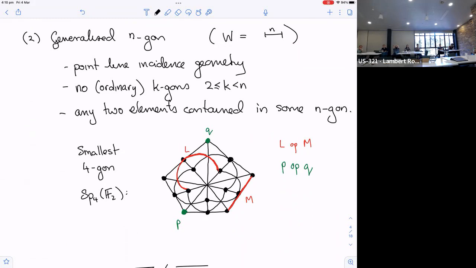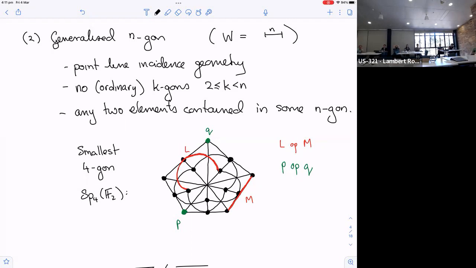n-gons. These are the rank 2 buildings. Actually, the one I just drew was also rank 2, but now I'll just extend that a little bit further. Anyway, this is another point-line incidence geometry. There's an n up there, and these have no ordinary k-gons, where k-gon means something like k line edges, for k less than n, but any two elements are contained in some n-gon somewhere.